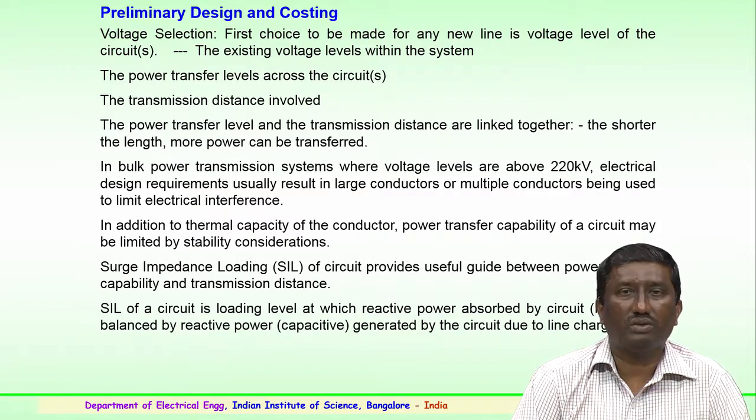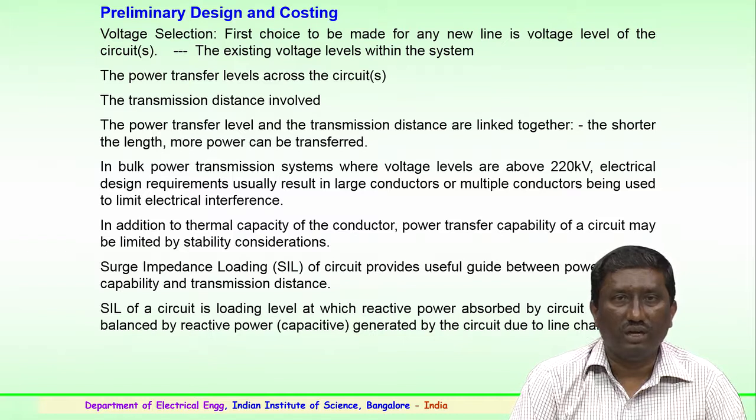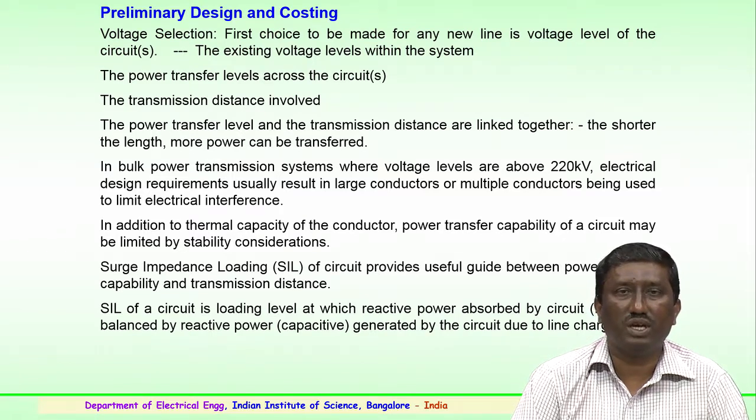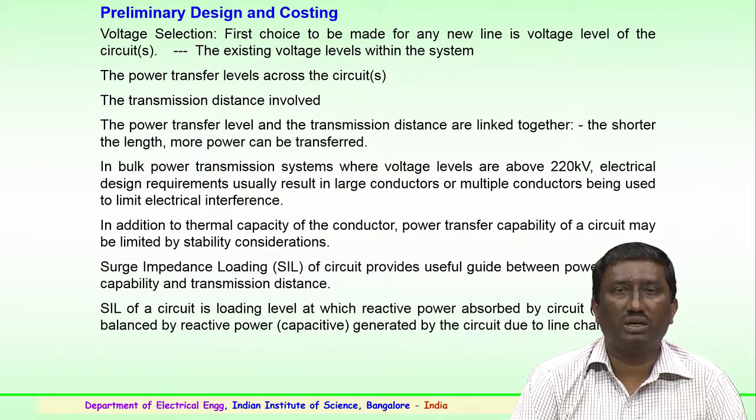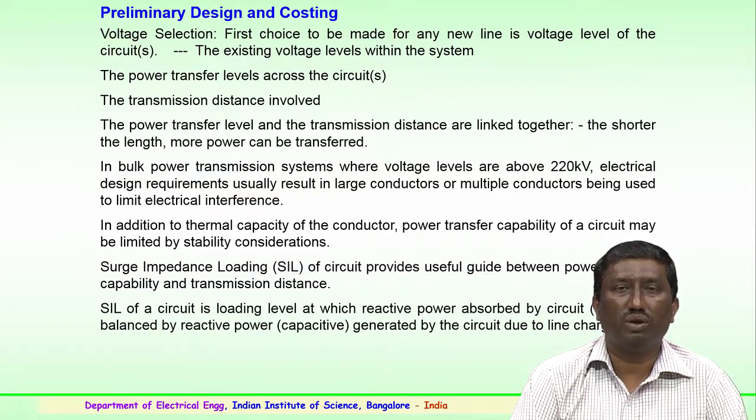The power transfer levels across the circuits have to be identified. The transmission distance which is involved is of importance. The power transfer level and the transmission distance are also linked together, and the shorter the length, the more power could be transferred. This is also very important.